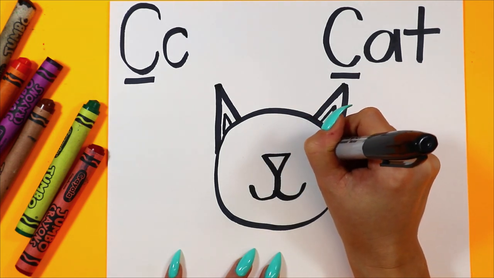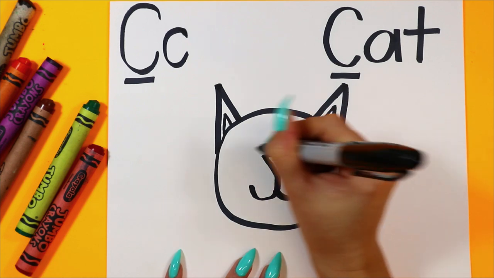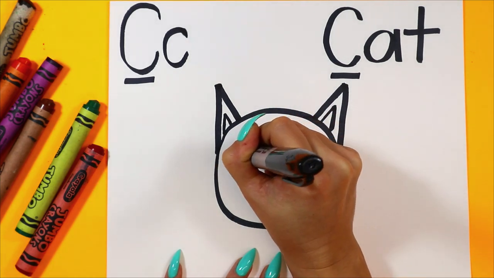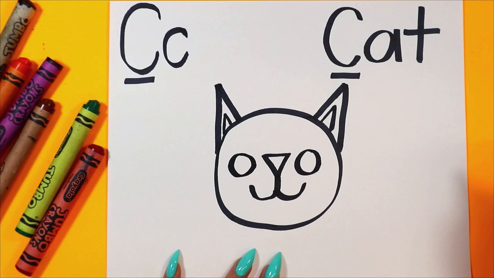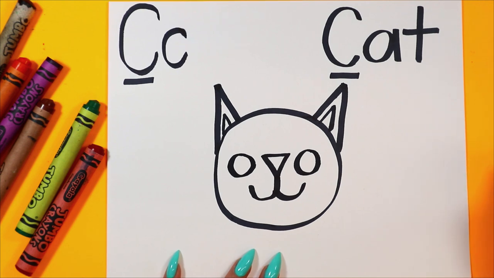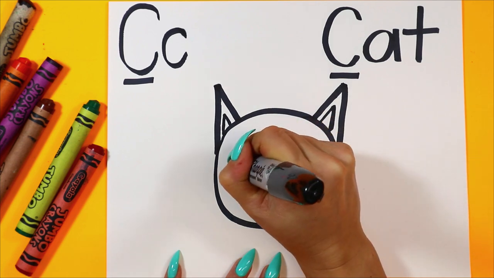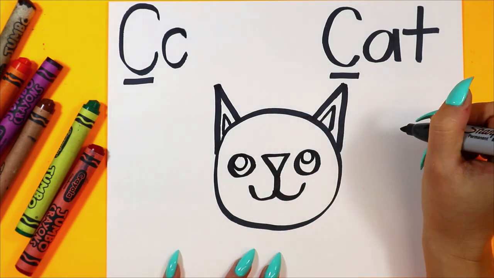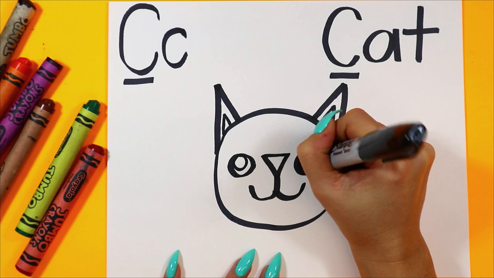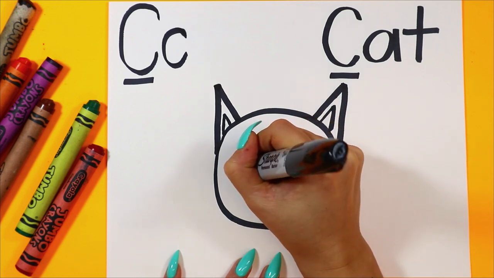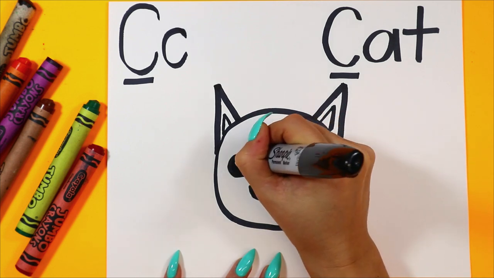On either side of the nose, we're going to draw a circle for cat's eyes. In each circle, we're going to draw another circle and color in the dark of the eyes, leaving just the circle white.